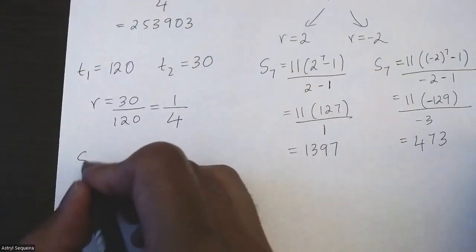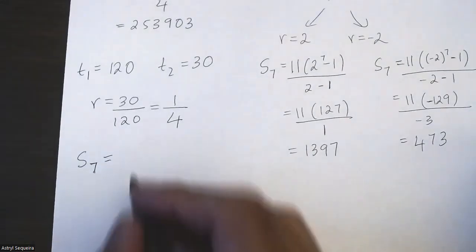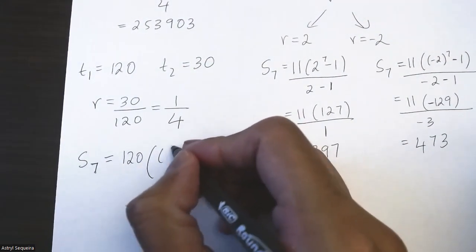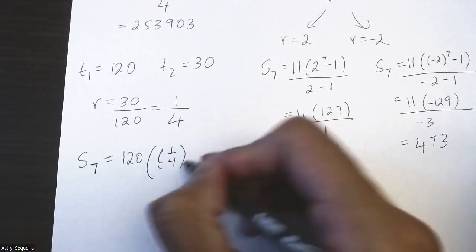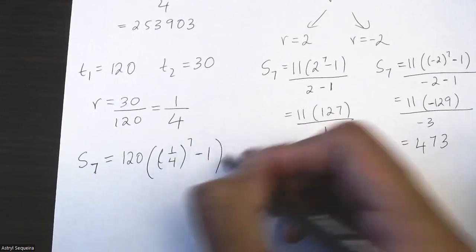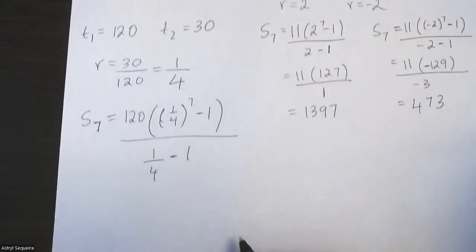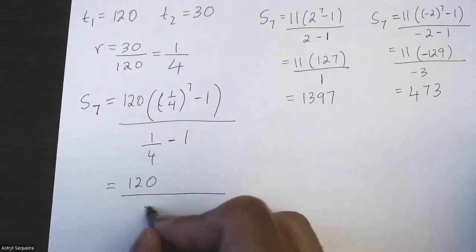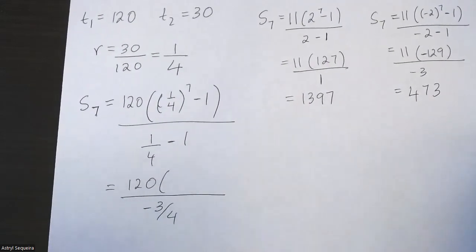I just sub it in my sum equation. So I'm trying to find the sum of the first 7 terms. My first term is 120. My common ratio is 1/4. My n is 7, so (1/4)^7 minus 1, and then divided by 1/4 minus 1. I'll do the calculation now. Bottom is just -3/4, and I'll put this in my calculator.